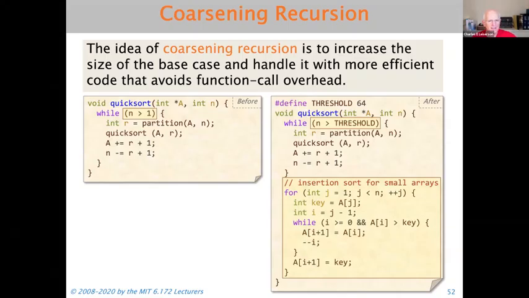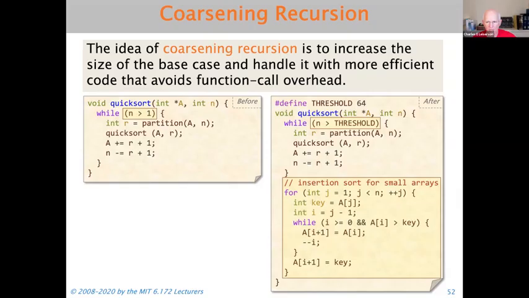Coarsening recursion is the idea of increasing the size of a base case and handling it with more efficient code that can avoid function call overhead. As you'll see when we give you the conclusion of lecture 1, we use that in the matrix multiplication algorithm.